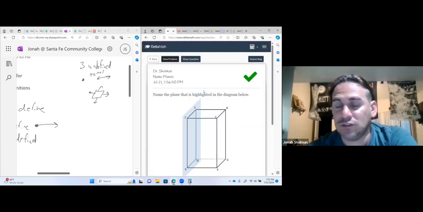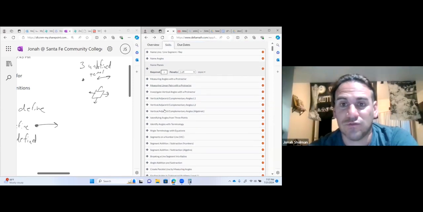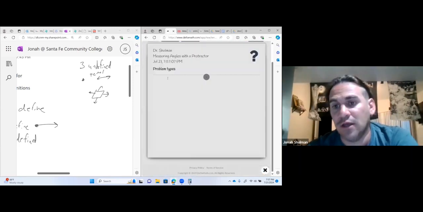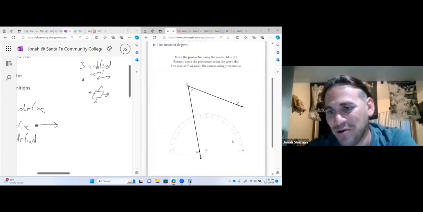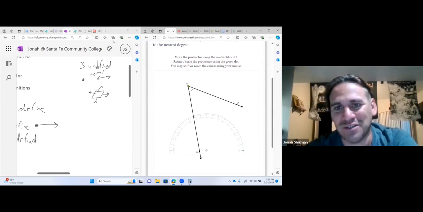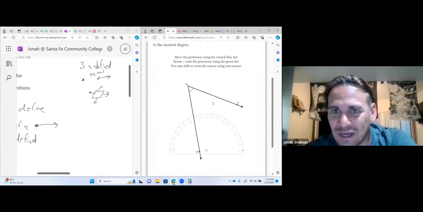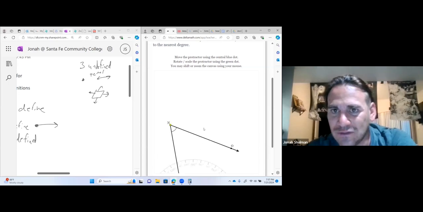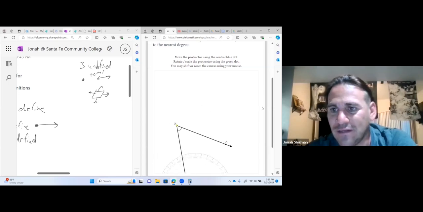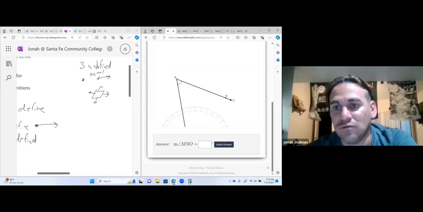All right, well, that was the first set: points, lines, planes, rays, real common stuff. Hopefully that was useful. All right, let's do some measuring. This stuff I keep struggling with, just because my eyes are really bad. So let's rotate the protractor using the central blue dot. I'm assuming we have to name this one. So let's figure out angle N. We know it's an acute angle, which is good.